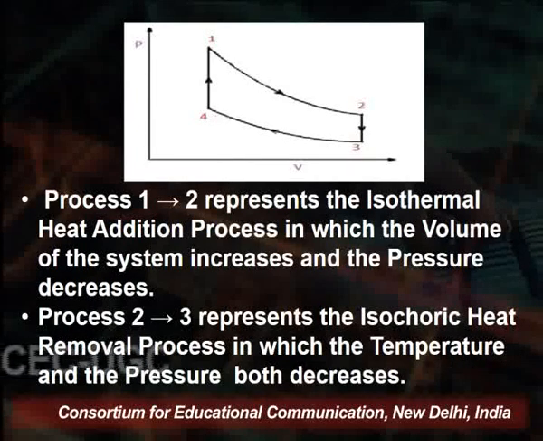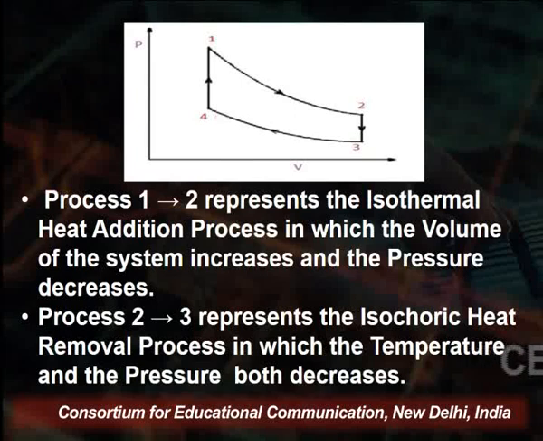So process 1 to 2 represents the isothermal heat addition process, in which the volume of the system increases and the pressure decreases. Process 2 to 3 represents the isochoric heat removal process, in which the temperature and the pressure are both decreasing, but the volume is constant. That is, no work is going to be done when the system is going from state 2 to state 3.